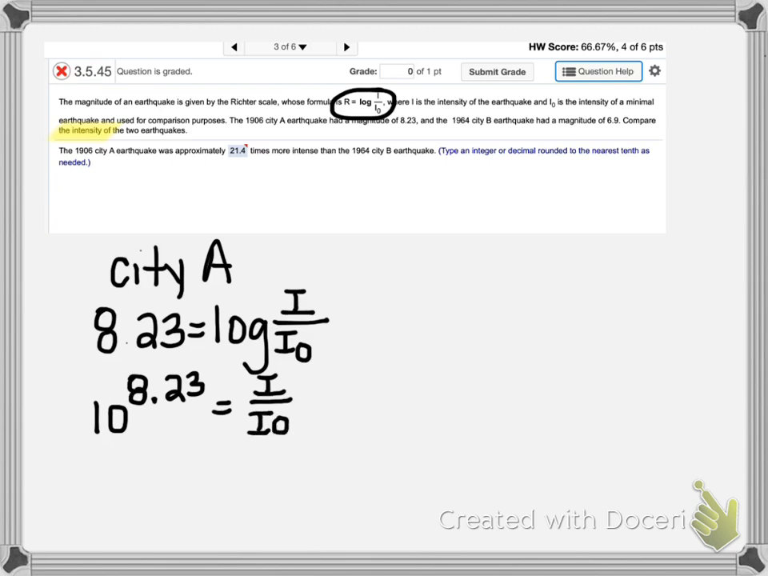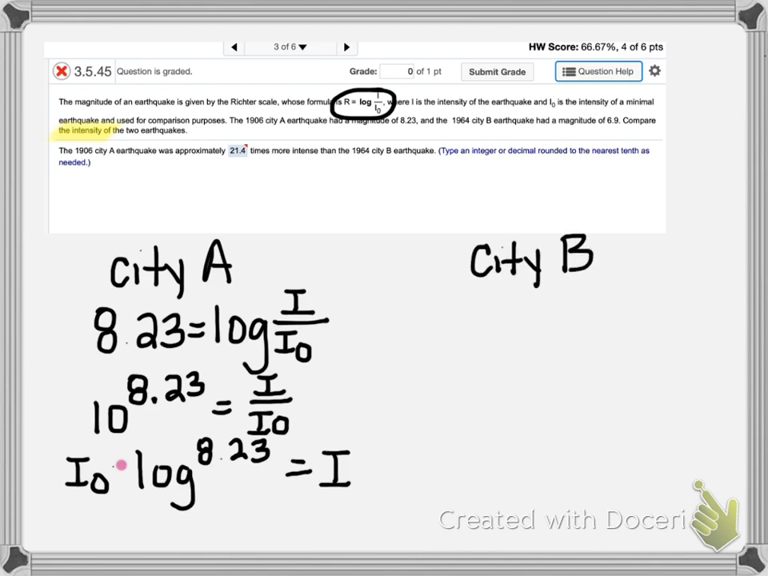All right, and remember we're solving for I because we want to compare the intensities. So we're going to go ahead and multiply that I sub 0 to the other side. So now that one we already have I equal to there. I'm trying to put a dot there between I sub 0 and the 10 raised to 8.23 to show the multiplication. There we go. I'm going to do the exact same thing for city B.